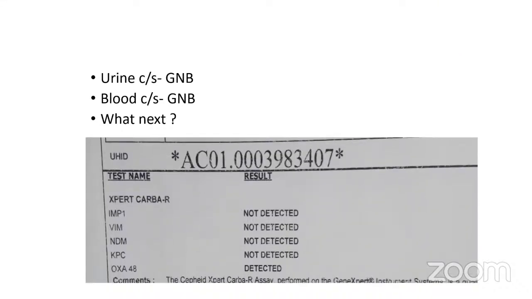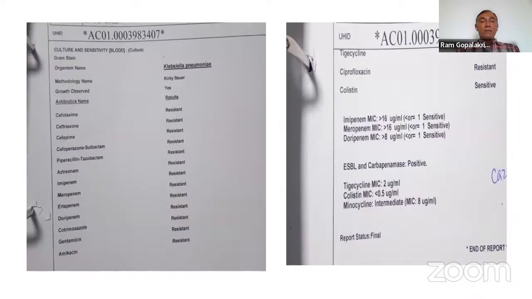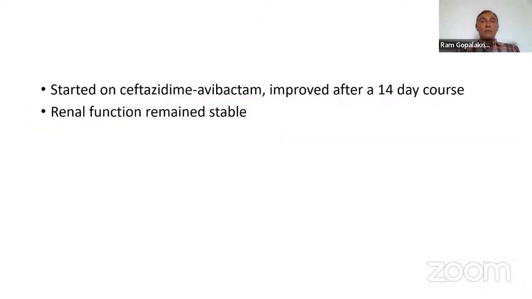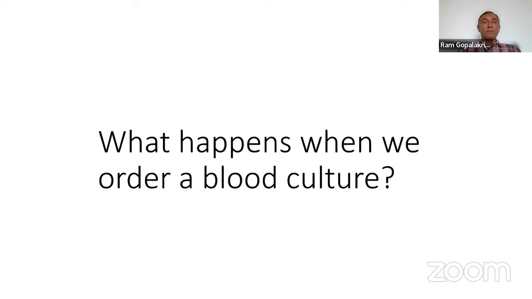So what we did was that we ordered the same test, Xpert Carba-R, on this patient, which again showed an OXA-48 enzyme. And when the conventional DSTs came back, you can see that this was resistant to everything except colistin. Subsequent sensitivity testing for ceftazidime avibactam showed sensitivity. And so this patient was started on ceftazidime avibactam on the day the blood culture flagged, not waiting 24 or 48 hours later for the final report. And he improved, and we were able to preserve renal function.